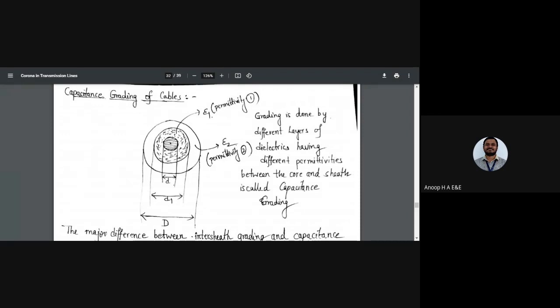So you might get a question like this: derive an expression to obtain uniform stress in an underground cable with different permittivities. Then you have to go for capacitance grading. If you see the term different permittivities, you have to identify it as capacitance grading. That's how the questions will be there for the next internals. You have to analyze which derivation it is and write it.